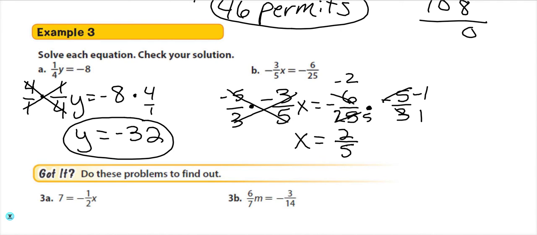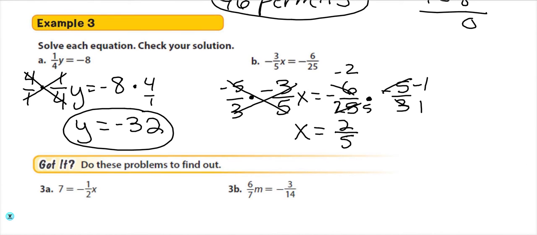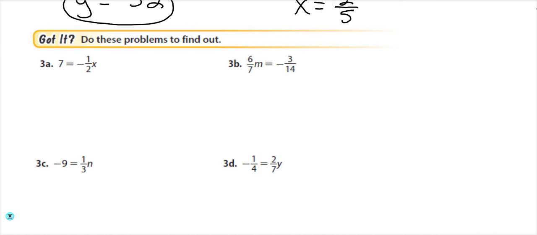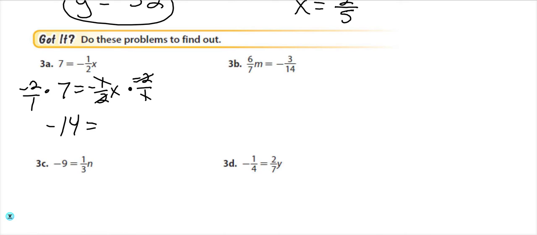All right. Let's go ahead and try the guided questions by ourselves. And let's take a look. So we have 7 equals negative 1/2 x. Okay, so we need to multiply by the reciprocal. So I'm going to multiply by negative 2 over 1. Multiply by negative 2 over 1. This cancels with that one. That one cancels with that one. So over here, I'm left with negative 2 times 7, which is negative 14.